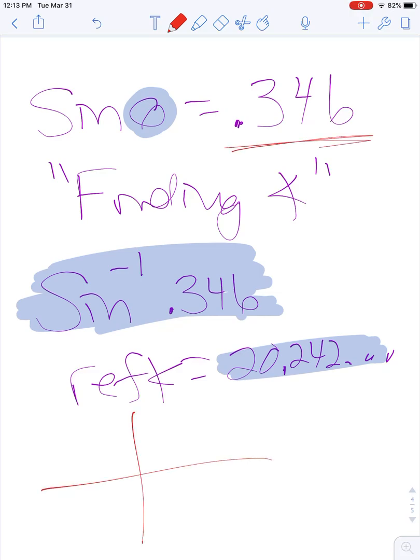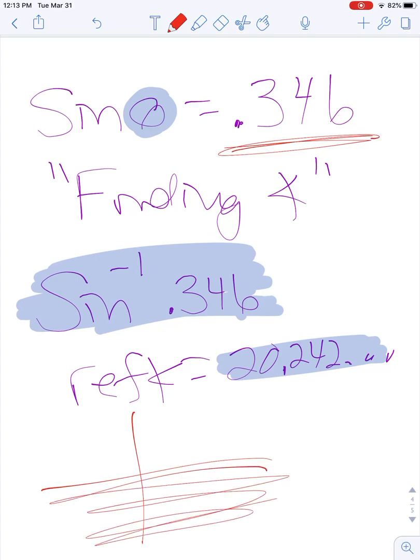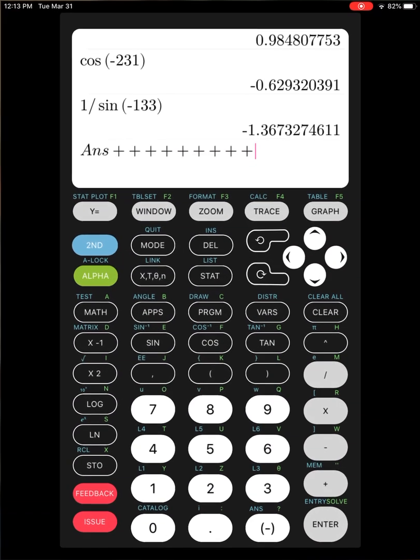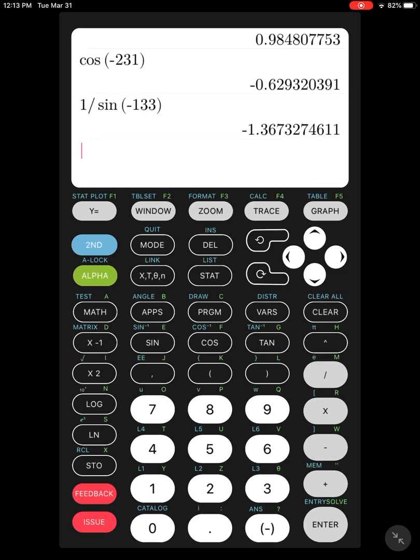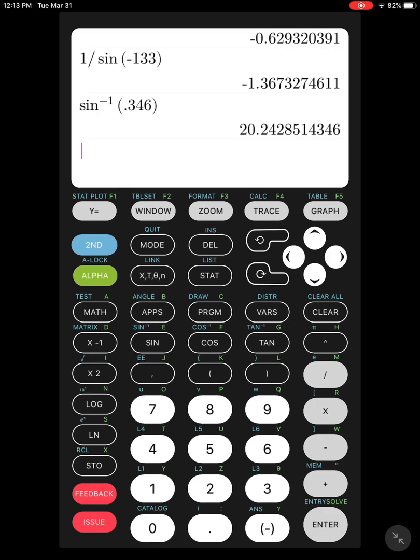Think about this ratio here is positive. Where is the sine positive? Sine is positive in the first and the second. So the reference angle of 20.242, that's going to be an answer. But how am I going to get this second quadrant answer? Well, this is where if you do this in the calculator, so I'm going to go inverse sine, what was it, 0.346, I think? Yeah.